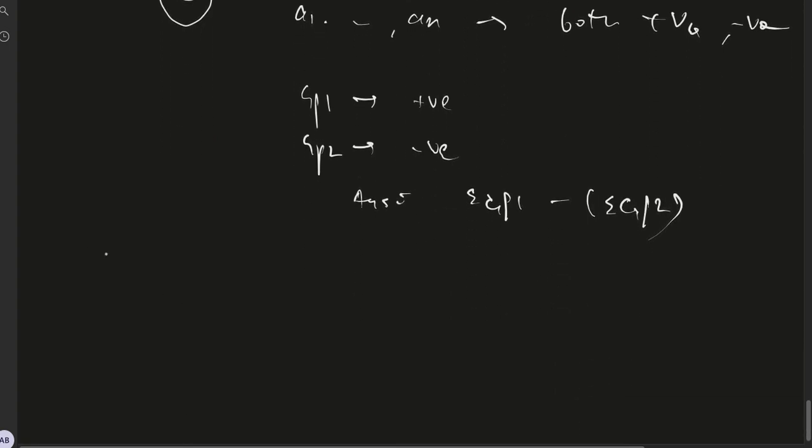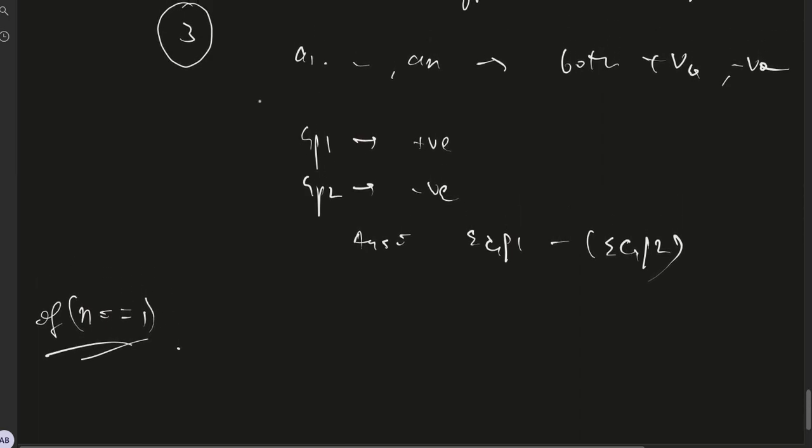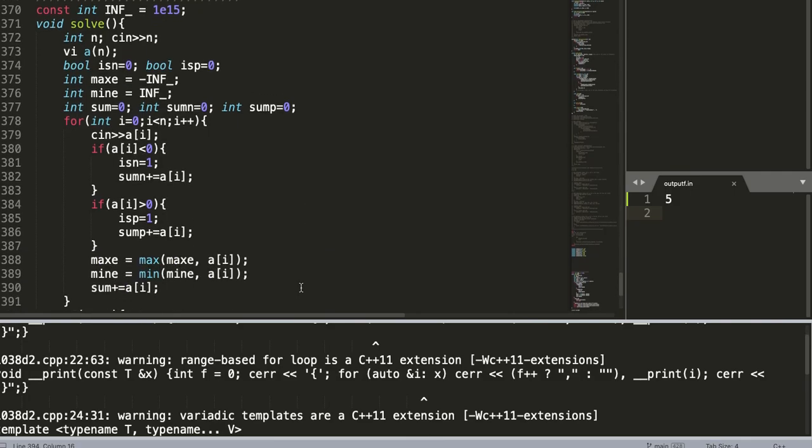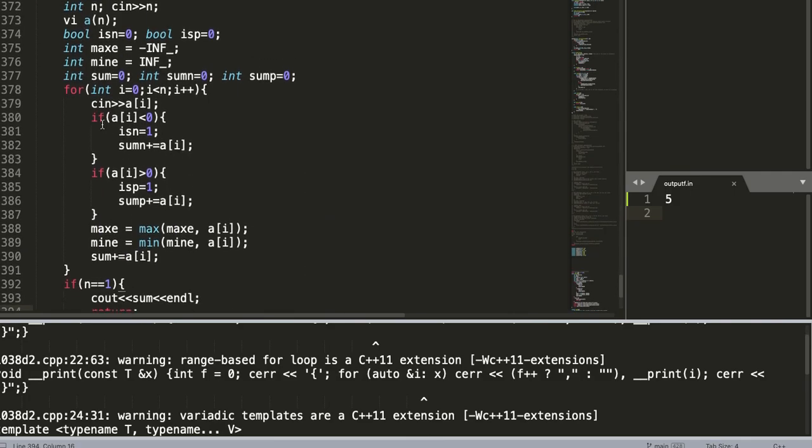One case that we have to handle separately is if n is 1, because in this case two groups cannot be formed. So we just return the first element as the answer. So this is the code, simple, what we discussed in the solution.